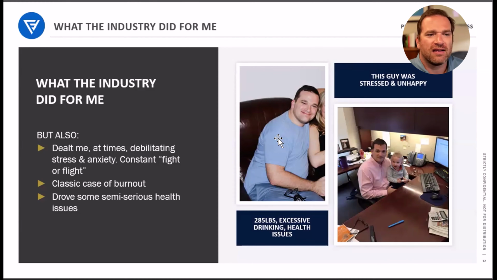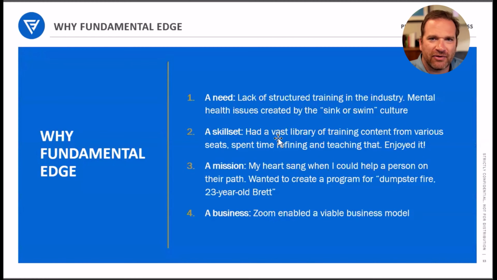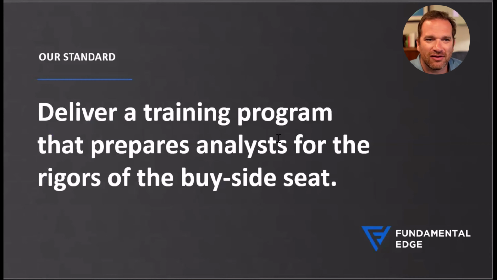And so a lot of the inspiration for Academy was, how can we moderate some of these challenges of the industry by tooling up investors in a more proactive way, so that we can manage some of these issues. And ultimately, the inspiration for me is sort of like things I wish I could tell my 23-year-old self, having walked the journey. Things I learned the easy way and things I learned the hard way. Ultimately, our standard is to deliver a training program that prepares analysts for the rigors of the buy side seat.